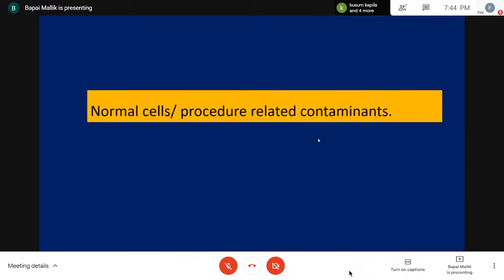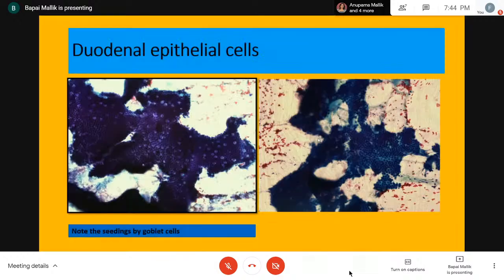So, first of all, let us look at the normal cells and the various procedure-related contaminants. As I said, this is extremely important. First one on the list are duodenal epithelial cells.